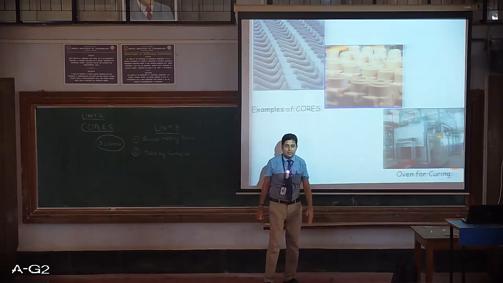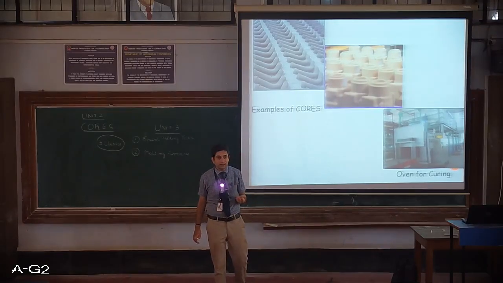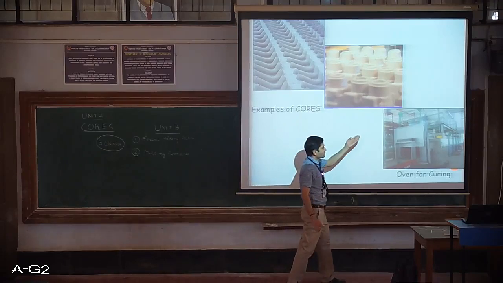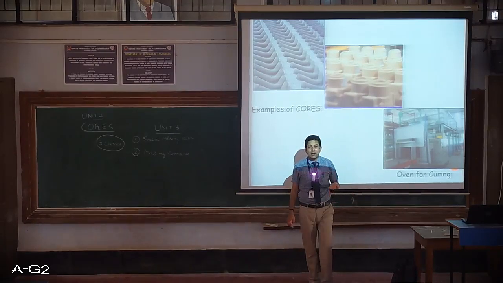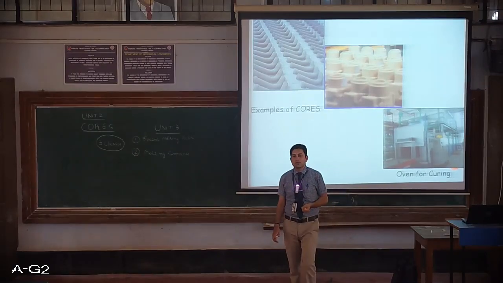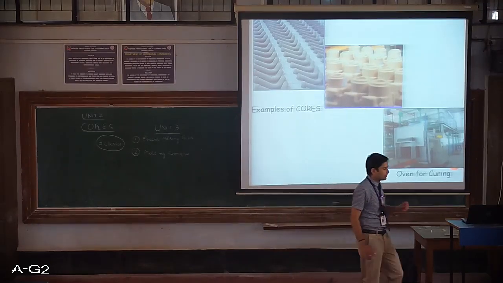Before they are used inside the mold cavity, they are to be baked or heated inside a furnace. And for that, we make use of such ovens. So these are the ovens wherein you place the core inside and heat it and increase the temperature. And then you use it inside the mold cavity to create hollow sections. So these are the cores.